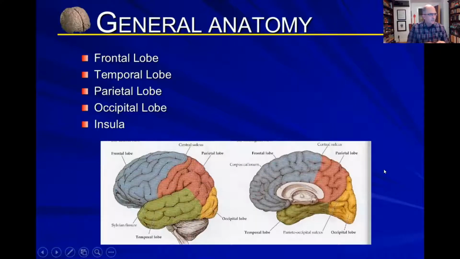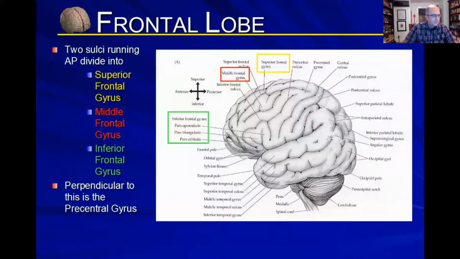I'm going to cover briefly some of the major lobes, and then we'll move into some of the major functions in these lobes. So, starting with the frontal lobe. When you think about the frontal lobe, imagine that you're putting your palm on the patient's forehead and laying your first 3 fingers over their frontal lobe. That's a good way to think about the anatomy of the major gyri of the frontal lobe.